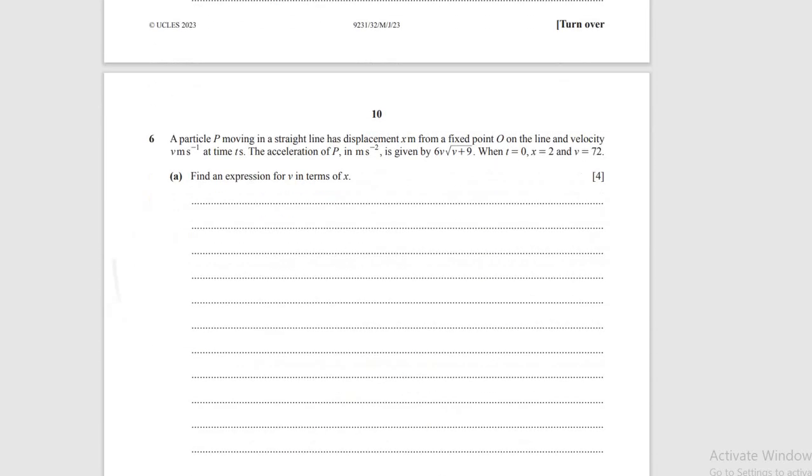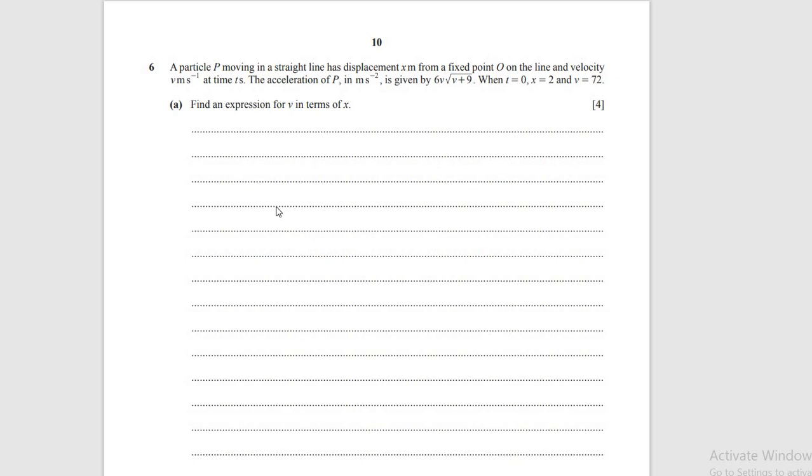Number 6 question. A particle moving in a straight line has a displacement x meters from a fixed point O on the line and velocity v. The acceleration a is given as 6v square root of v plus 9. When t is 0, x is 2, v is 72. Find the expression of v in terms of x.